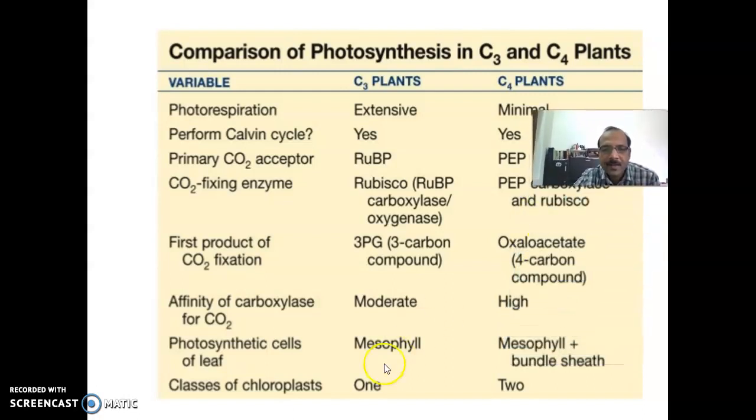Then the affinity of carboxylase for carbon dioxide is moderate, but in C4 plant the affinity is high. Then the photosynthetic cell of leaf is mesophyll, but in C4 plant, it contains both mesophyll and bundle sheath. Then classes of chloroplast: in C3 plant there is one type, whereas C4 plant contains two types of chloroplast. Okay, so this is the basic comparison between C3 and C4 plant.